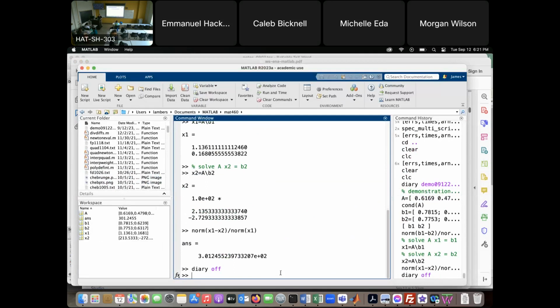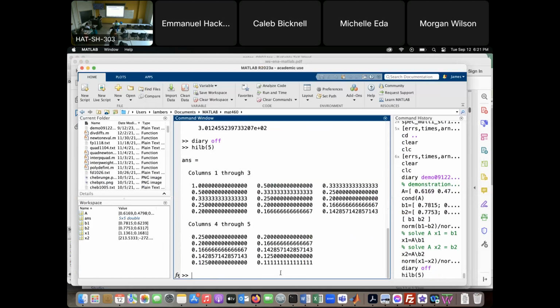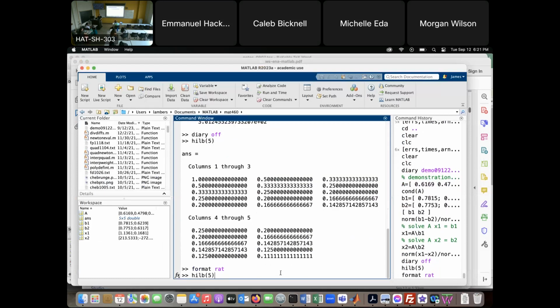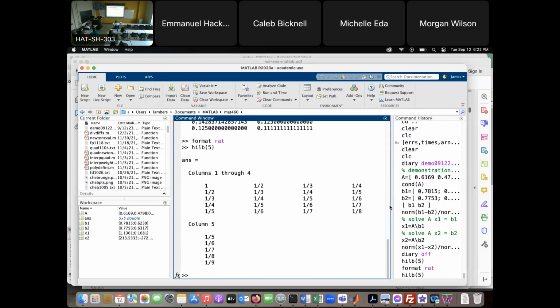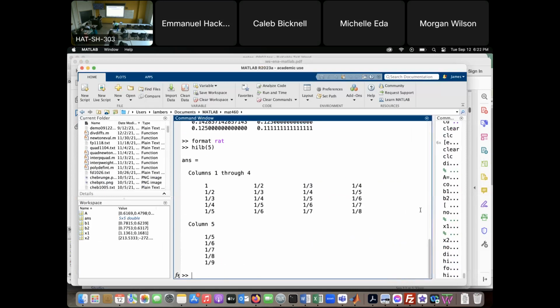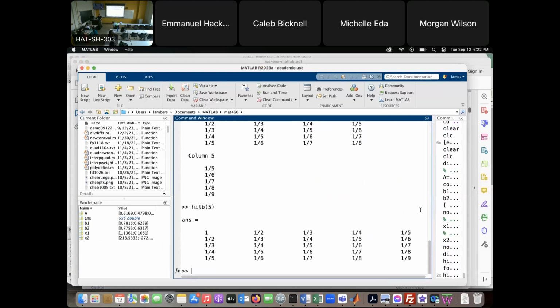Okay. So I look at Hilb 5, the 5x5 Hilbert matrix, but this is not a very helpful format. I do format rat for rational. Format rat, since this format has the simplest expressions for matrix entries.